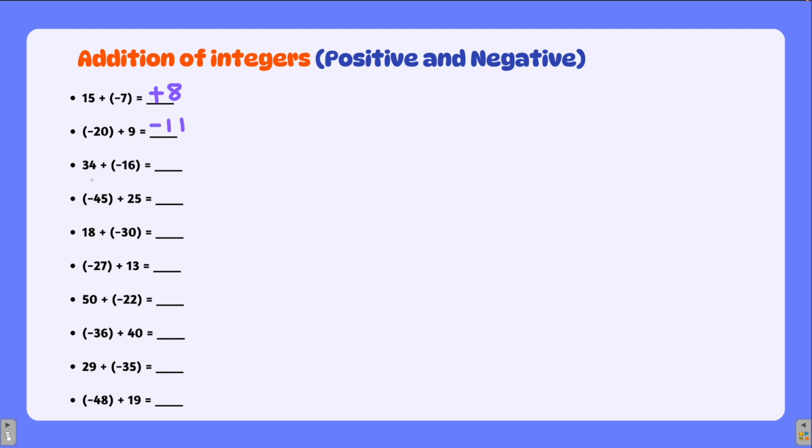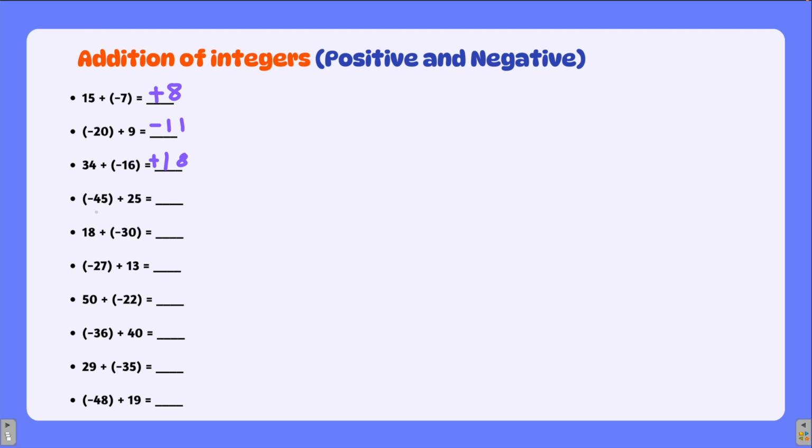The next is 34 plus minus 16. We will subtract 16 from 34. So it is 8 in the ones place. And then this 3 will become 2. 2 minus 1 is 1. So it is 18. And now you see, since 34 is greater than 16 and 34 is positive, so it will be a plus 18.